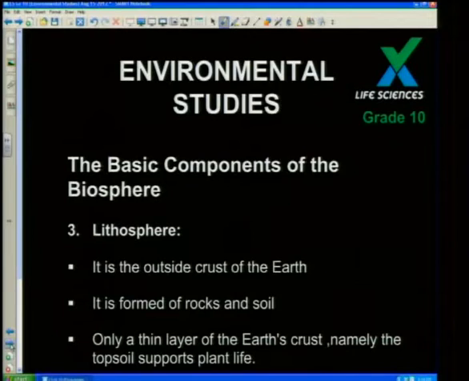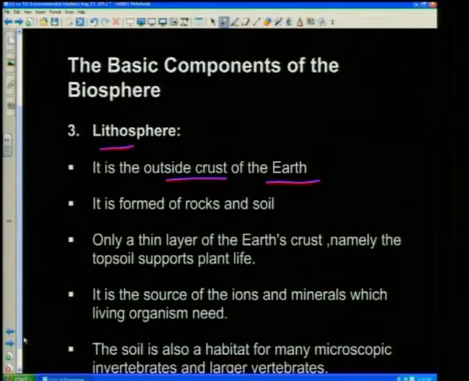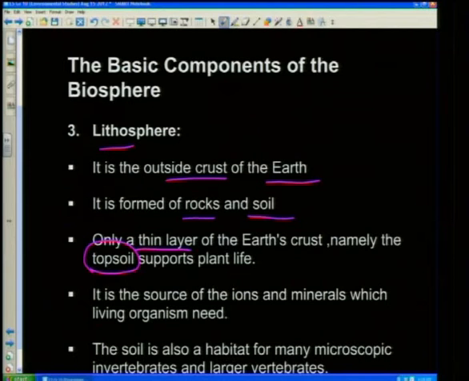Okay. The third component is the lithosphere, and that refers to the crust of the Earth. When we look at the lithosphere, it refers to all the rocks and the soil. In specific, a thin layer of soil on the surface of the Earth, and that is what we refer to as the topsoil, and this is essentially what supports life, especially the plant life. We also have microorganisms living in the soil, and we'll discuss that in a while. It is a source of ions and minerals which all living organisms need.